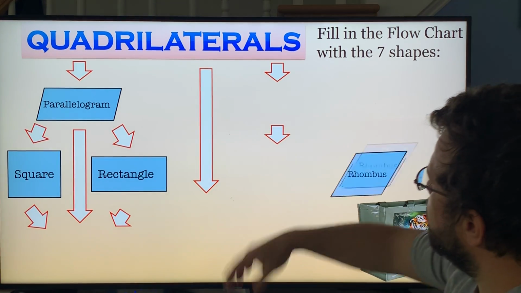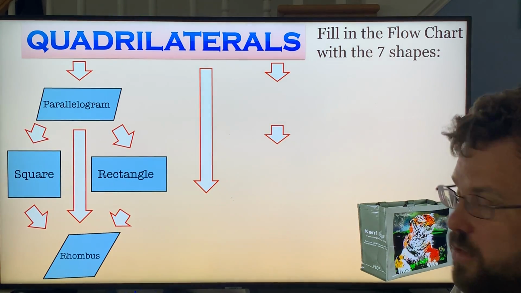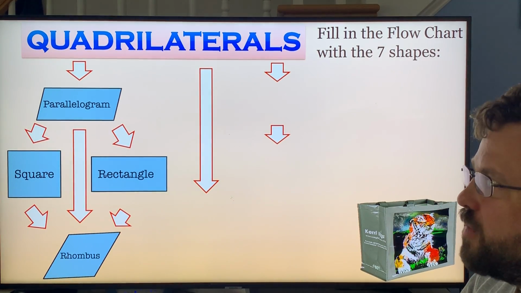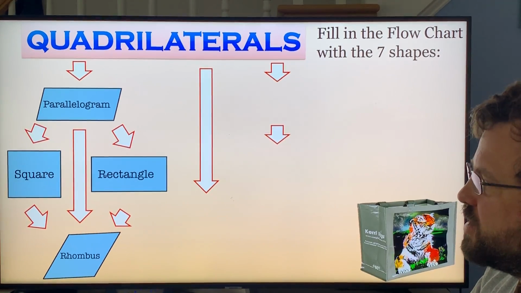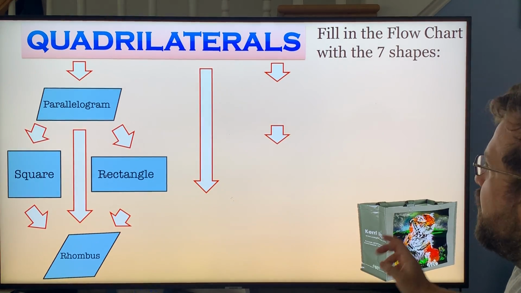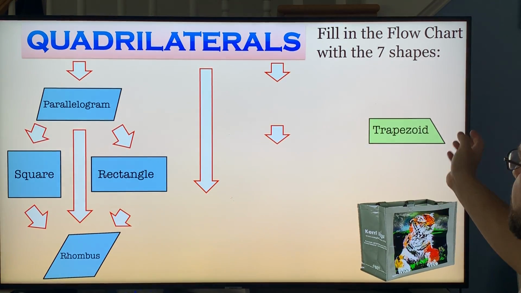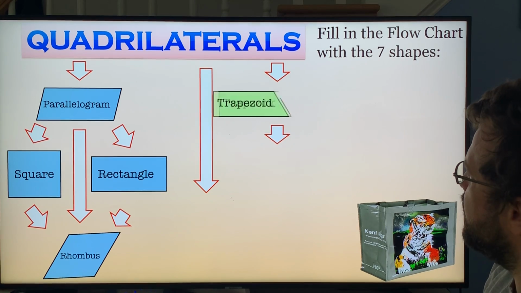Rhombus. Throw, uh-oh. Do you notice anything messed up? There's one mistake on the slide. I put it on purpose to see if you guys can get it at the end. I'm not going to tell you that. All right, let's pull out another one. Trapezoid. Trapezoid pops down there.